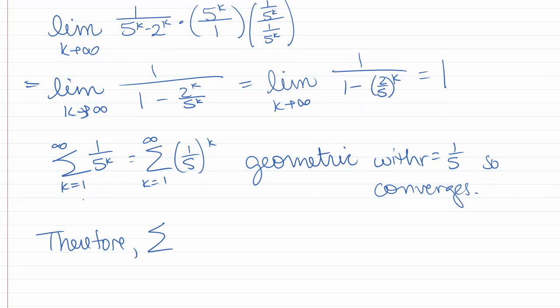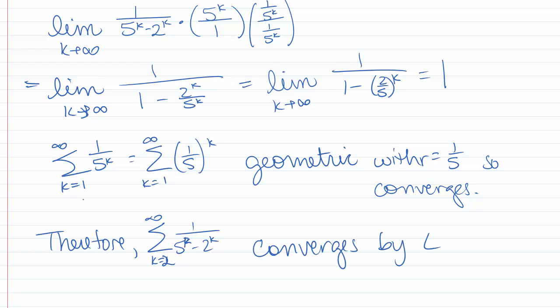Therefore, the series we cared about, which was the sum k goes from 2 to infinity, remember it doesn't really matter where we start, of 1 over 5 to the k minus 2 to the k converges by the limit comparison test.